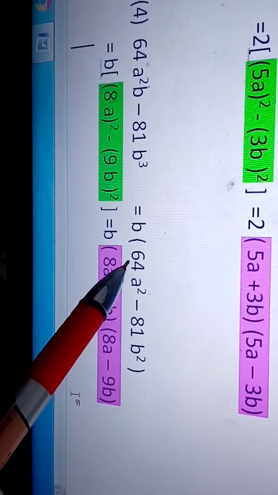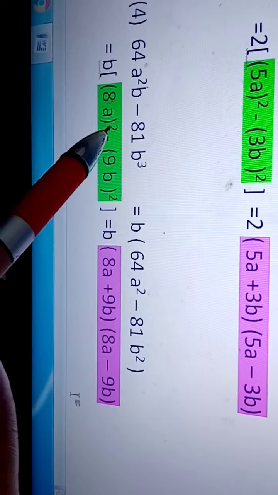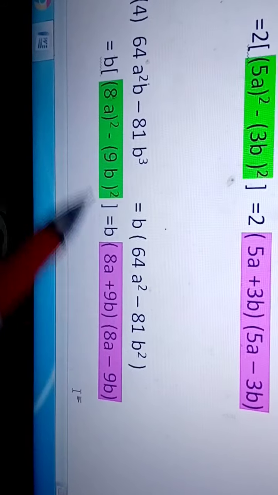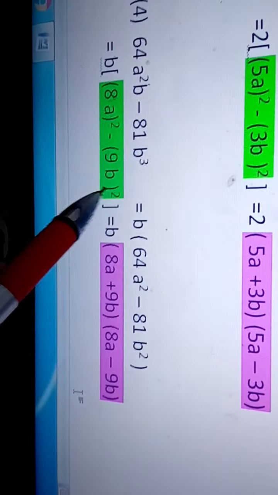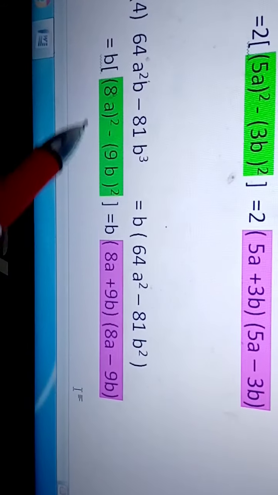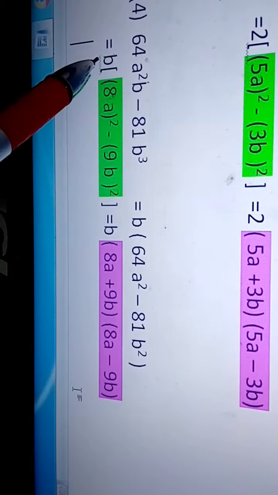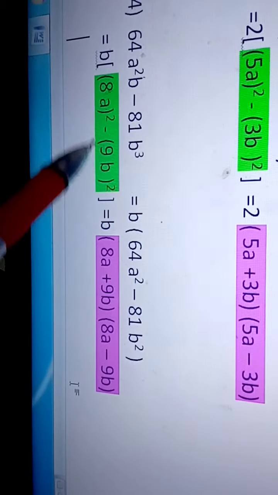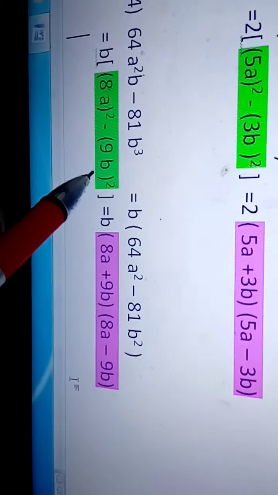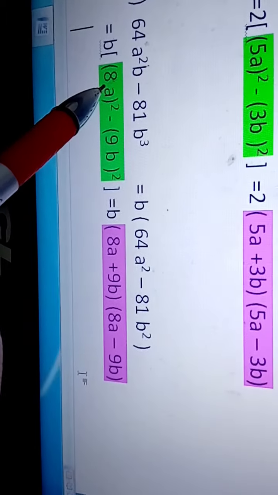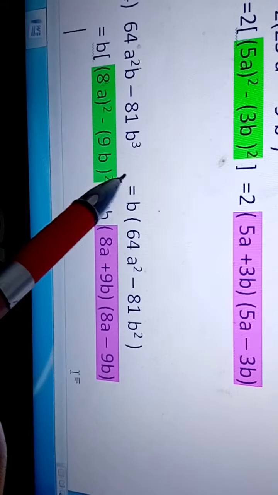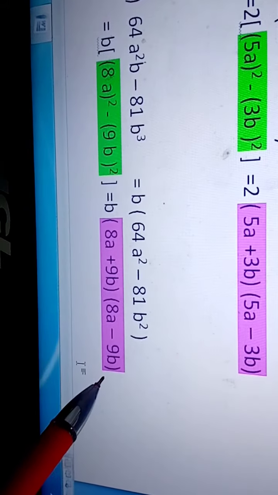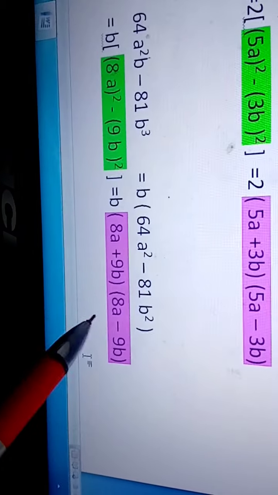Now you can write 64a square as (8a) whole square and 81b square can be written as (9b) whole square. Fine. Again, whatever is taken out common is written outside the square bracket, because small brackets are already present inside that square bracket. Now this is a square minus b square. So (a plus b) into (a minus b). This is the question part and this is the answer part.